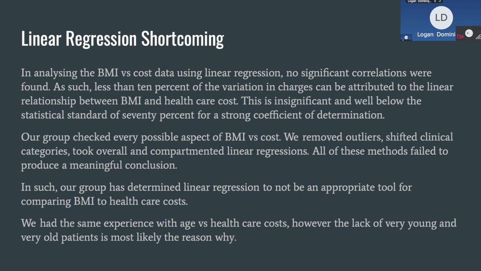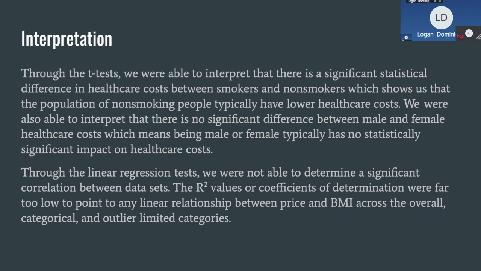So our group, like I said earlier, checked every possible aspect of BMI versus cost. We removed outliers, we shifted clinical categories, and took overall and compartmented linear regressions, and each of these methods failed to produce a meaningful conclusion. Our group decided that linear regression is not an appropriate tool for comparing BMI to healthcare costs. We were not able to determine that for age, though. Because of the lack of very young and very old patients, we couldn't say with certainty that linear regression would not work for those categories.